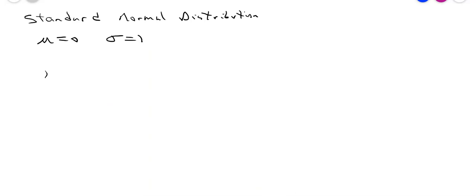Okay, so again, this doesn't just work for anything. You can't just apply the standard normal distribution to anything. It only works, again, when you have a normal distribution of scores with a mean of zero and a standard deviation of one. And so we'll do a couple problems. So I'm going to draw that bell shape.